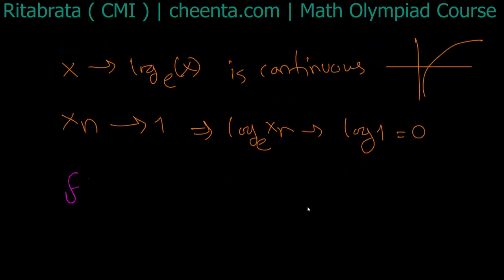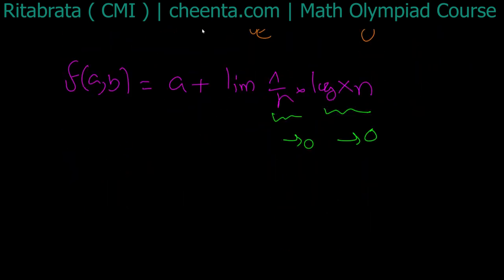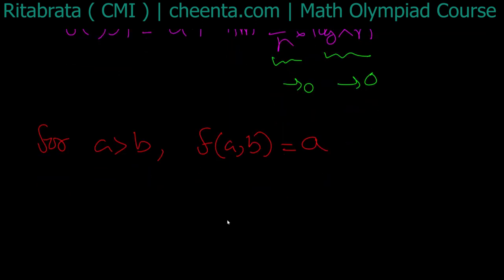Then what is my f(a, b)? f(a, b) is a plus the limit of 1 by n times log xn. And 1 by n and log xn both sequences individually converge to 0. So the product also goes to 0. So what we get is that for a greater than b, f(a, b) equals a. Similarly, you can prove that for a less than b, f(a, b) equals b. This is an exercise.